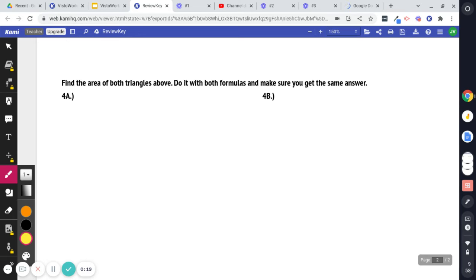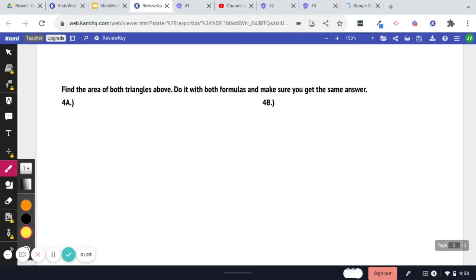Oh, shoot, what did I just push? That is not what I wanted. Here we go. So in 4A, actually, you know what? Before I even do 4A, let me back this up.